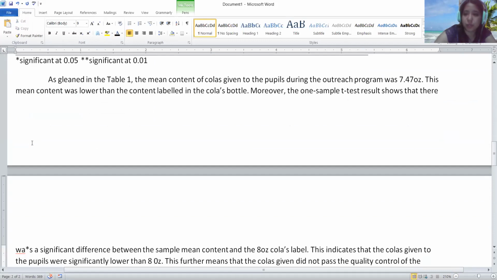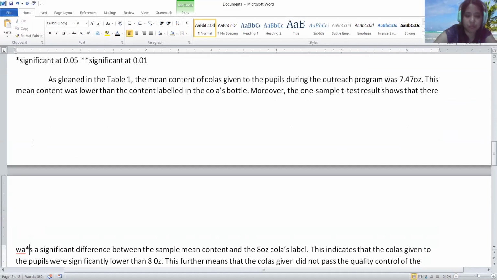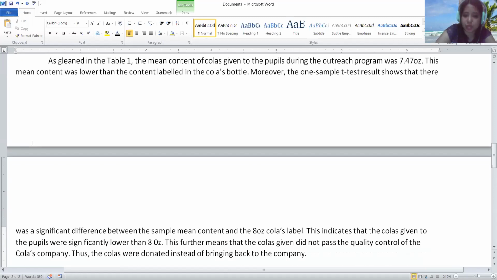Moreover, the one sample t-test result shows that there was a significant difference between the sample mean content and the 8 ounce colas label. This indicates that the colas given to the pupils were significantly lower than 8 ounces. This further means that the colas given did not pass the quality control of the colas company. Thus, the colas were donated instead of bringing back to the company. So that's the example for one sample t-test.